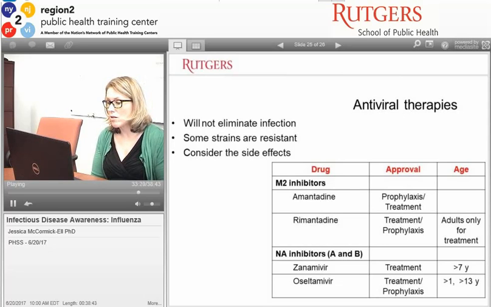Anybody greater than 1 for treatment, but not prophylaxis, and then anyone over the age of 13 for either treatment or prophylaxis. Zanamivir is used only for treatment, and you have to be over the age of 7 in order to receive this antiviral therapy. And so it's important to, again, know the type of the virus that you have, if you have flu infection at all, before taking any one of these.